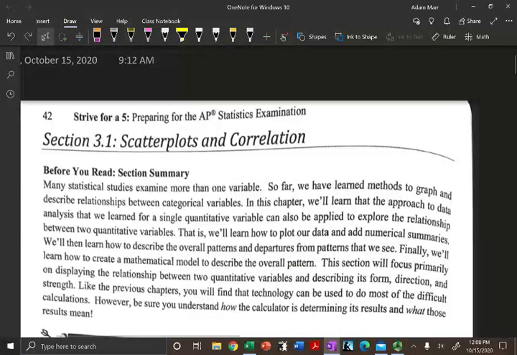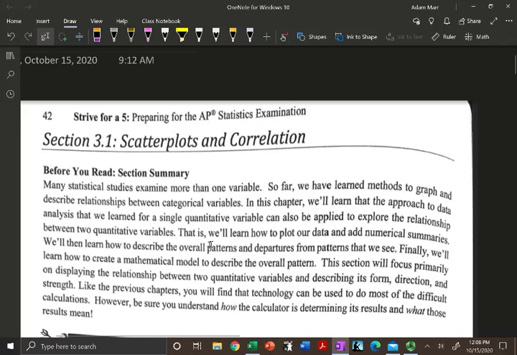I just wanted to go over workbook 3.1 and the highlights of this whole section on scatter plots and correlation. Remember, the whole chapter is on bivariate data. We'll learn the approach to data analysis that we learned for a single quantitative variable can also be applied to explore the relationship between two quantitative variables. So far we just showed the relationship for one quantitative variable, like with histograms or dot plots. But now we're going to figure out the relationship between two quantitative variables.